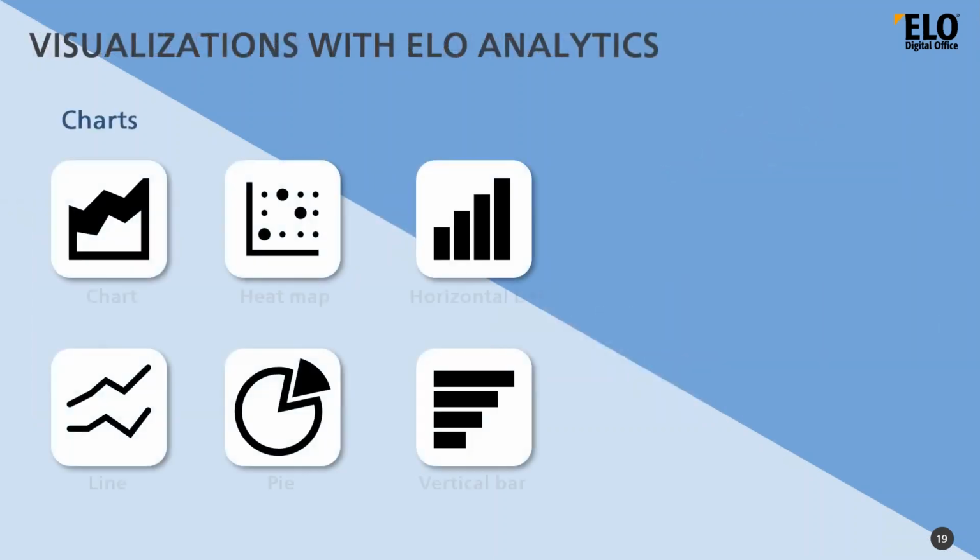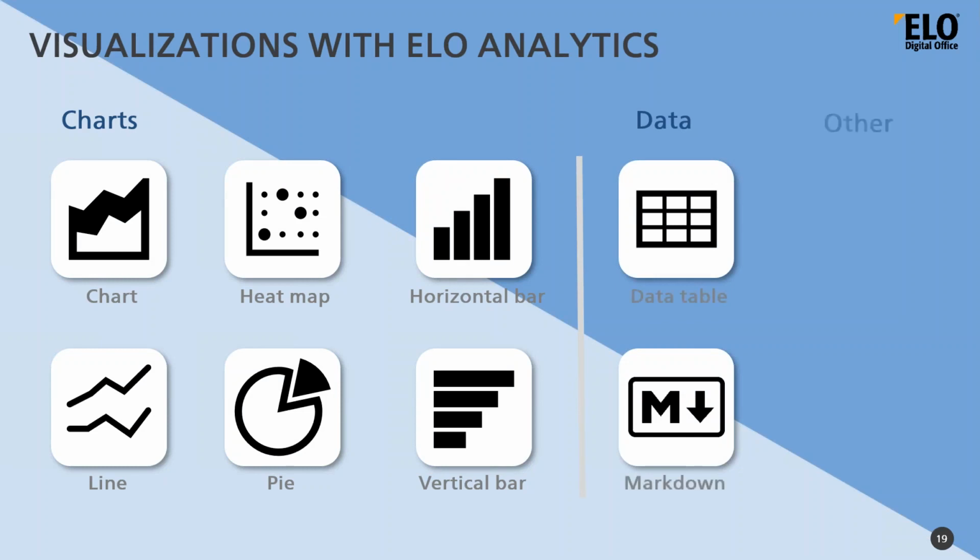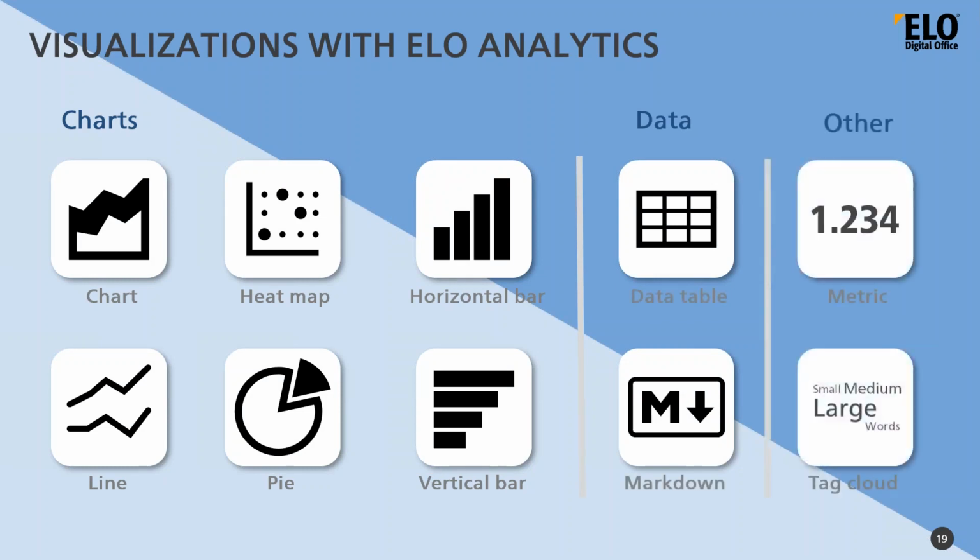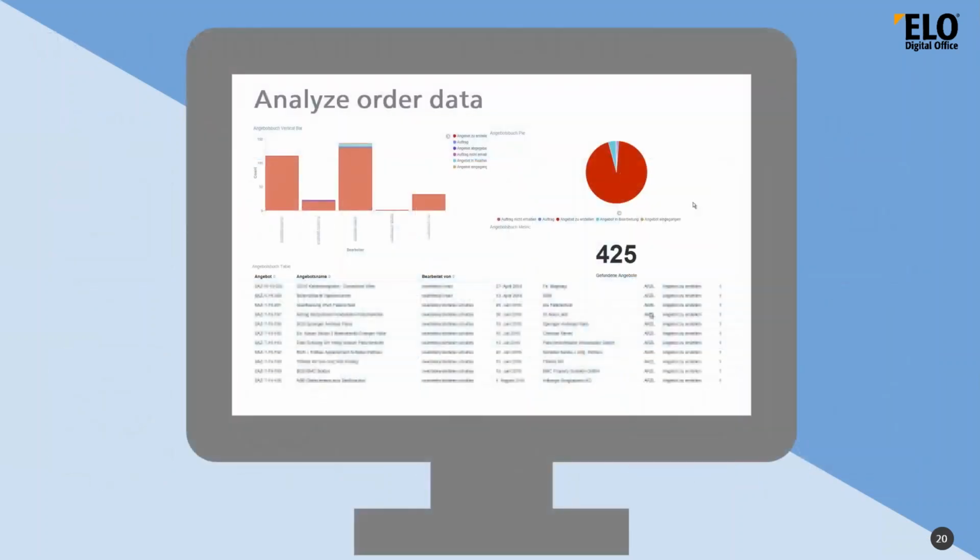And when you want to create a visualization, you have some possibilities. You can create some charts like a horizontal or vertical bar, or a heat map, or a pie. You can show the data, or you can make a metric with some numbers in it. So the total number of offers which are stored in the last 3 weeks or something. And with this information, you can create a dashboard.